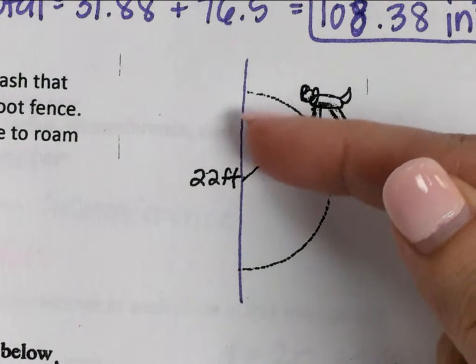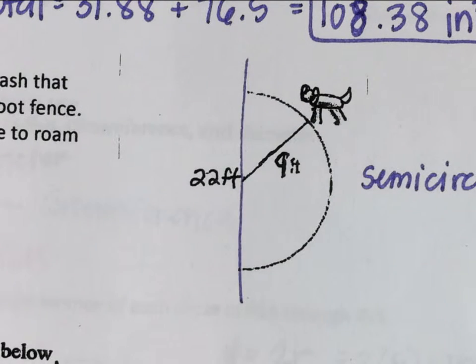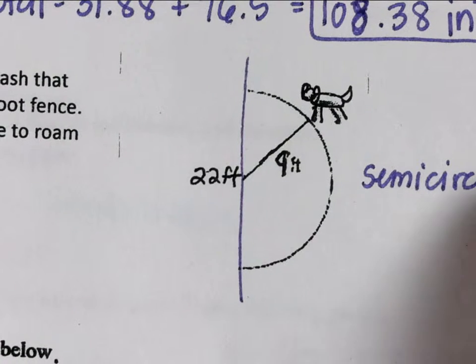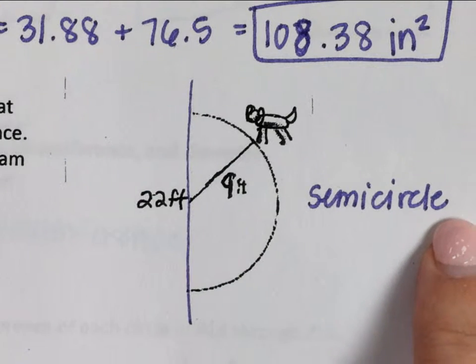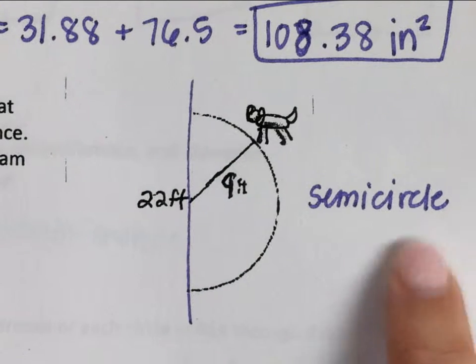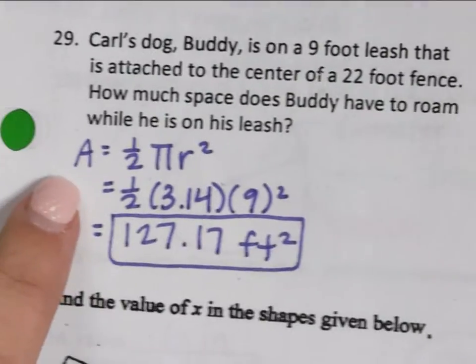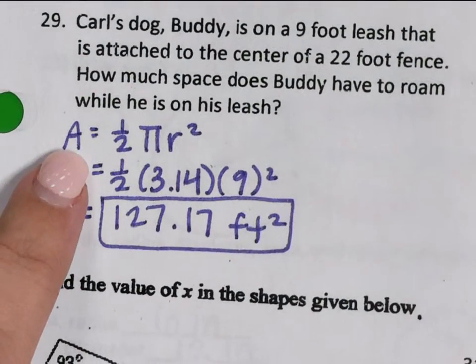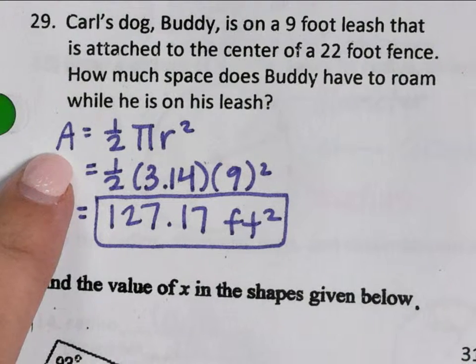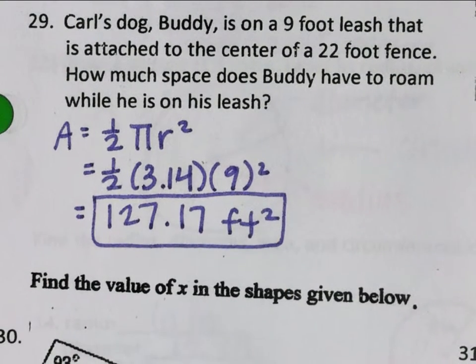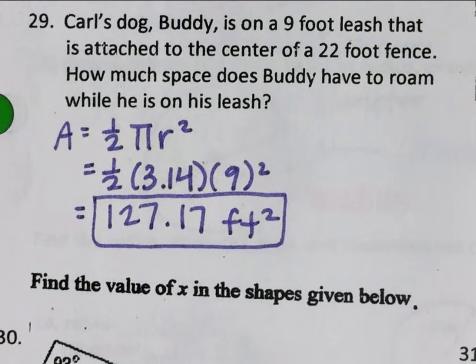It's a semi. I thought that was a semicircle. It is, Jacory. So I have to find the area of that. Semicircle, which the formula is 1/2 of the regular circle. So 1/2 pi r squared. My r is the leash, which is 9. So area is 127.17 square feet.